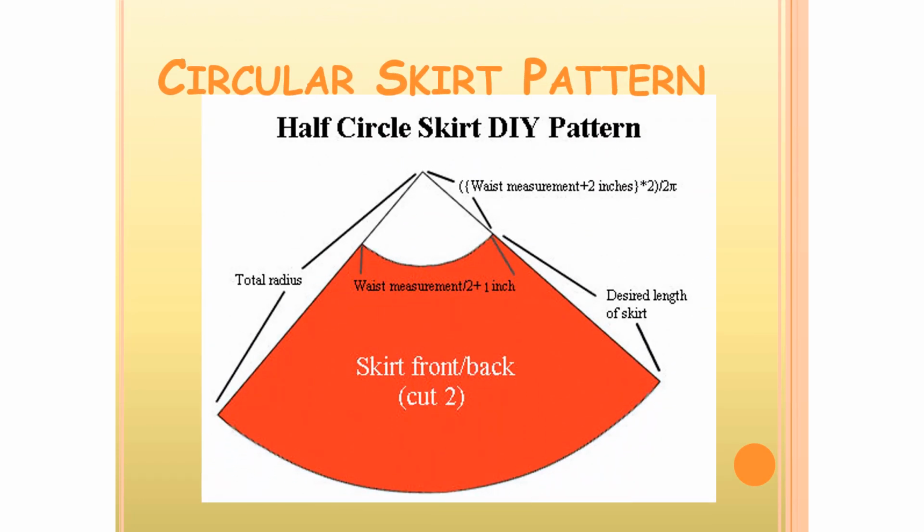If you are going to look at the circular skirt pattern, it will look this way. The waist measurement will be divided into 2 and then add 1 inch for the allowance. And then as you can see, the desired length is there. So the skirt is cut into 2, which consists of the front and the back pattern.